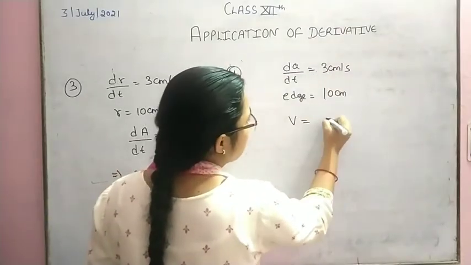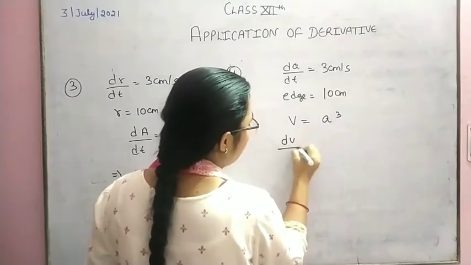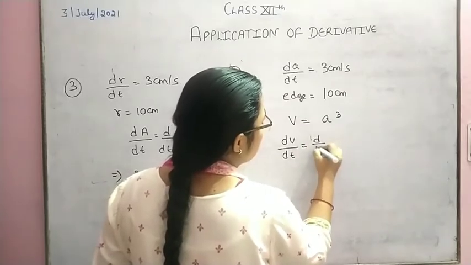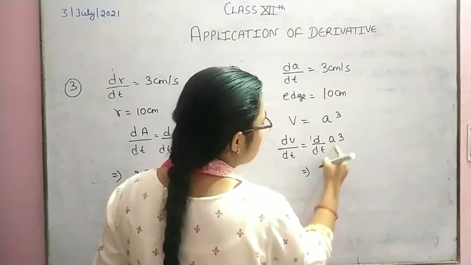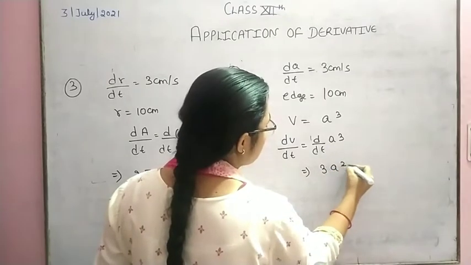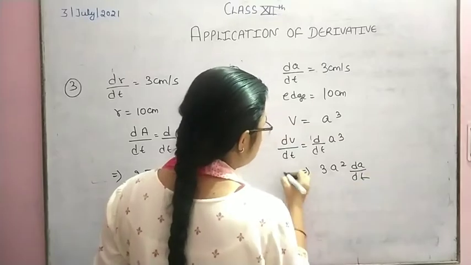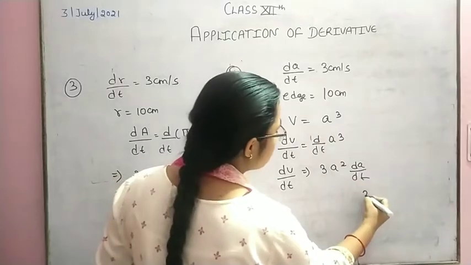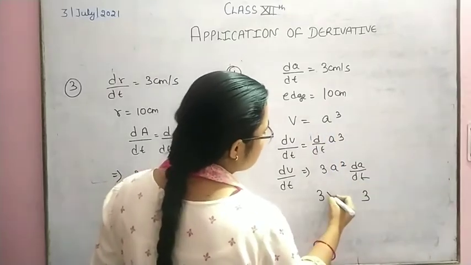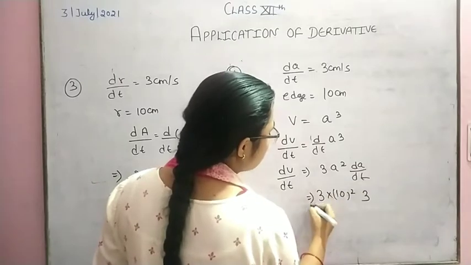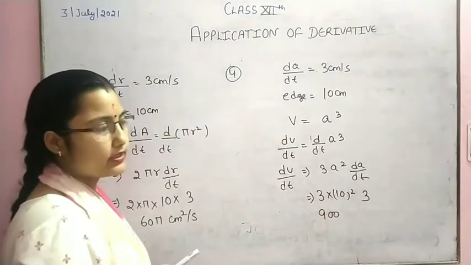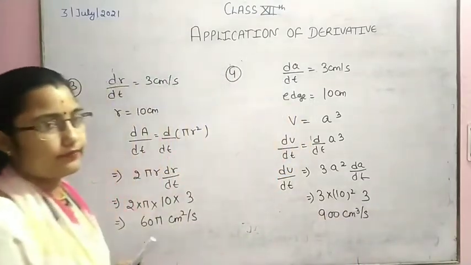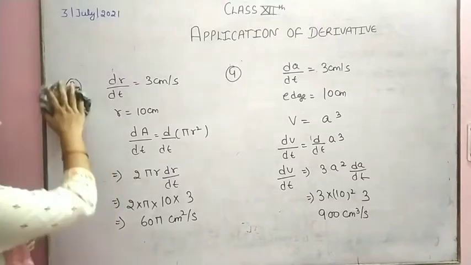So the volume of the cube is a cube. Now find the rate of change of volume. We get 3a square after differentiating a cube, and 1 dA by dt. Correct? And put the value of dA by dt as 3 centimeter per second and the value of the edge as 10 square. That means we get 900, and it is the rate of change of volume. So the unit of this is centimeter cube per second. Correct? Now come to the fifth question.